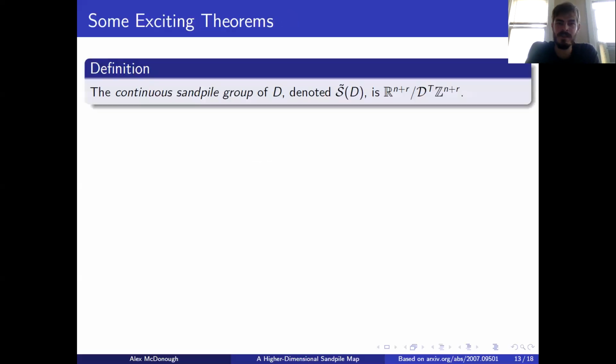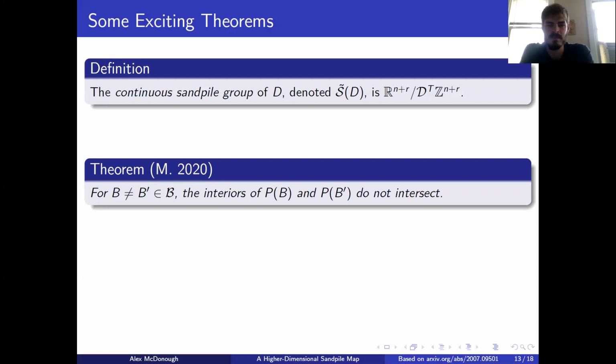All right, time for some exciting theorems, but first a not particularly exciting definition. The continuous sandpile group of D is going to be the set of real numbers R^n divided by curly D transpose times Z^n plus R. So what is this? If you recall the sandpile group, we just replaced R with Z. This is saying that you can take any points in space and talk about whether or not they're equivalent with respect to the continuous sandpile group. And they are if and only if you can get from one to the other by adding some integer linear combination of the rows of curly D.